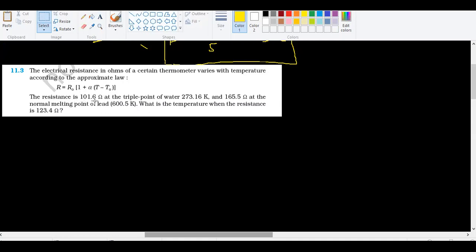So this resistance is 101 and this resistance is 165.5. So 123 falls somewhere between this and this. So the Kelvin temperature should also fall between these two values. That's the first thing, recognizing that the value should fall within these two values. Okay, let's try this.